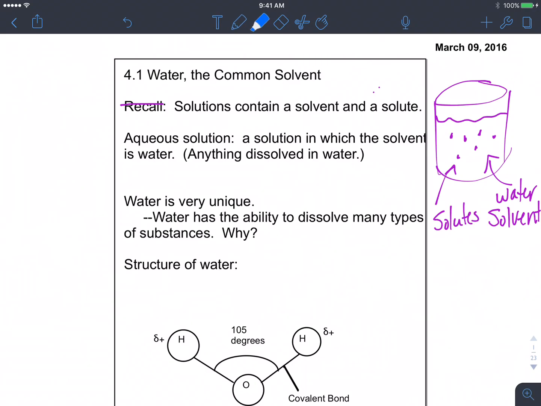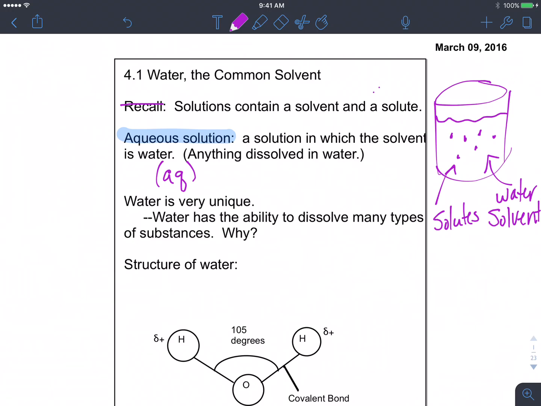So an aqueous solution then is a solution in which the solvent is water. And on all of those practice balancing equations, you guys saw things in parentheses after some of the formulas with the AQ. The AQ means aqueous solution.